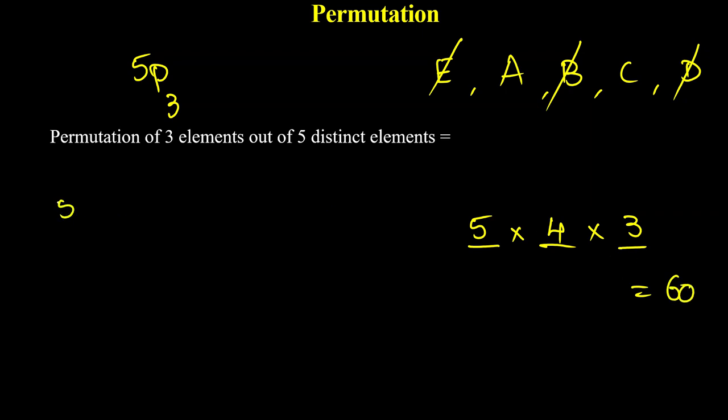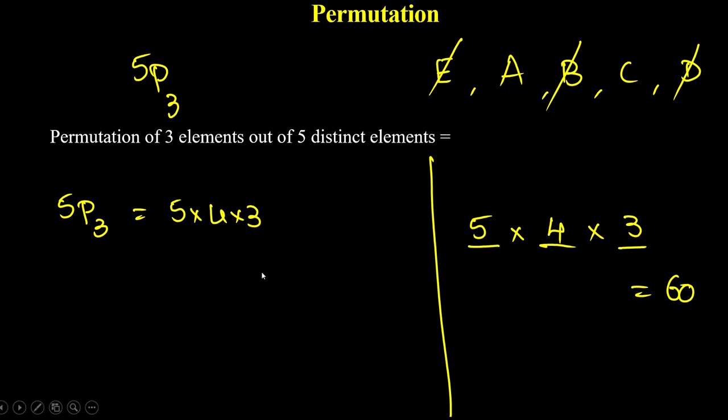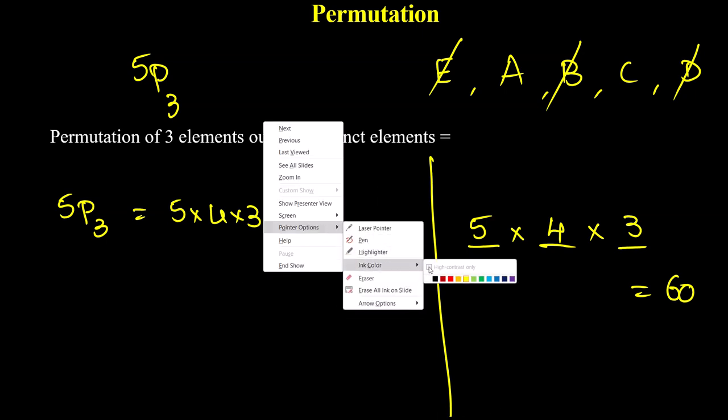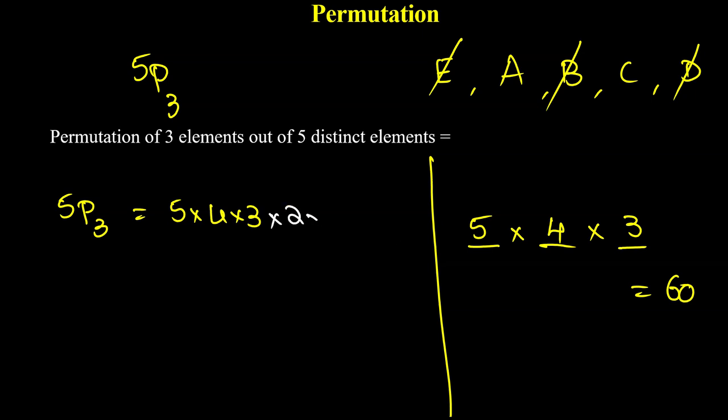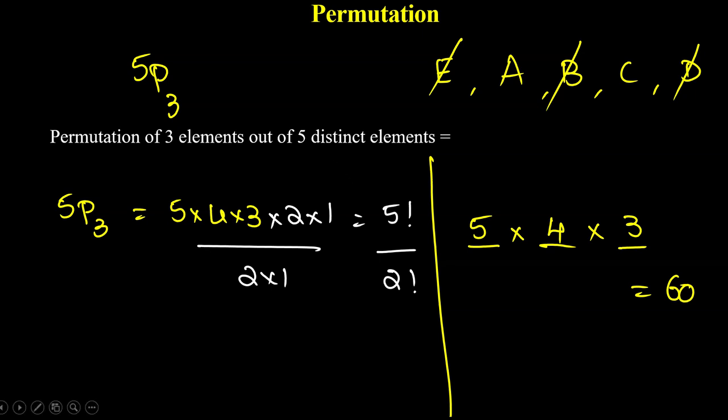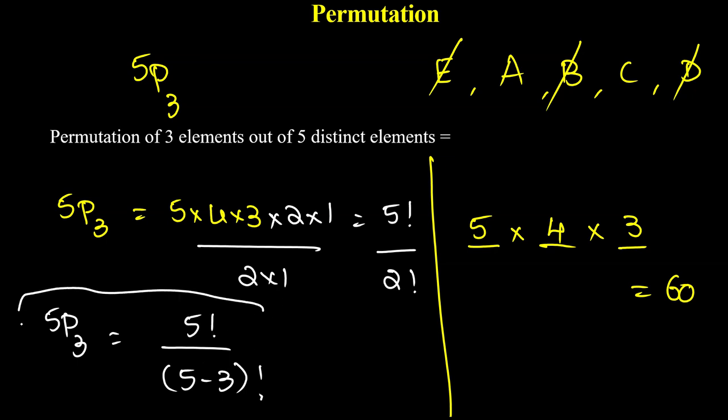But I said I want to develop the formula. If you know 5 into 4 into 3, it is sufficient, and any question can be solved. But for your idea of how the formula developed, you multiply the numerator with 2 into 1 and the denominator with 2 into 1. Then the numerator is 5 factorial, and the denominator is 2 factorial. I am developing the formula. Actually, our task is completed, the answer is 60, our job is done, but we are just figuring out the formula. I can write the denominator 2 as 5 minus 3, and this is how your formula comes. I hope you got the idea.